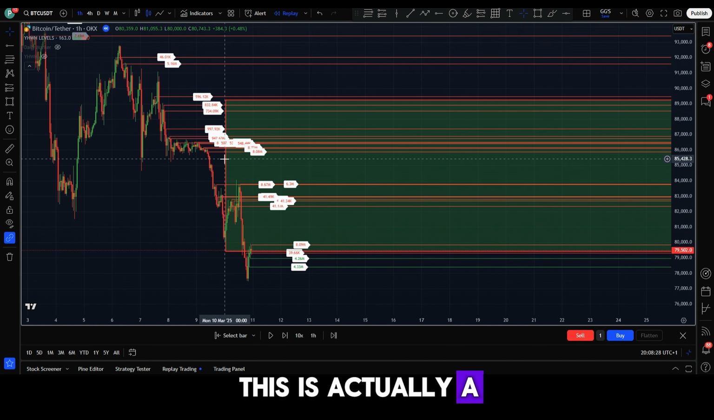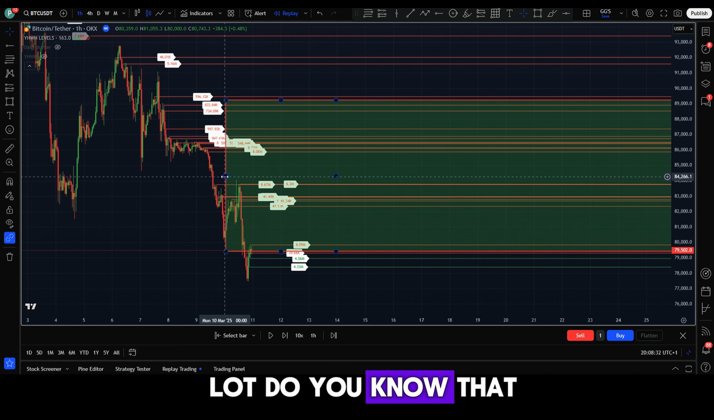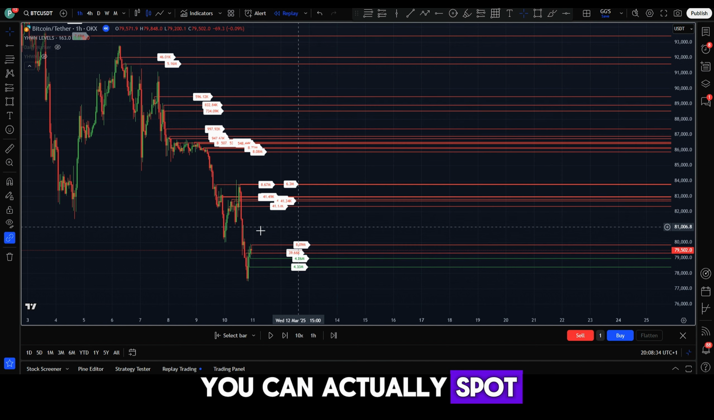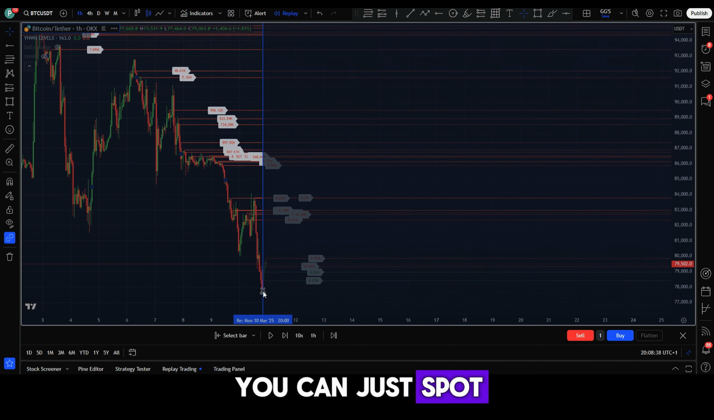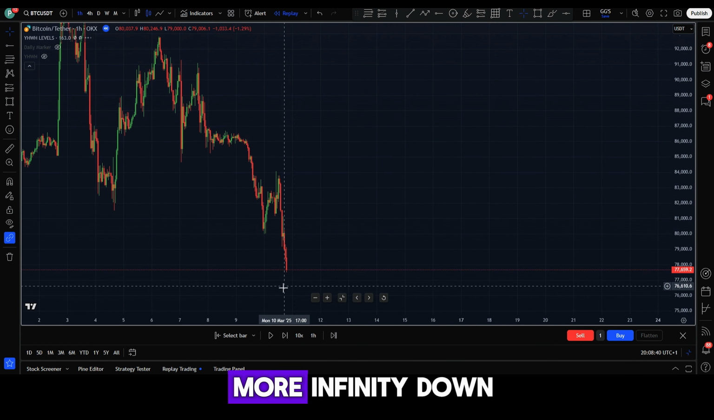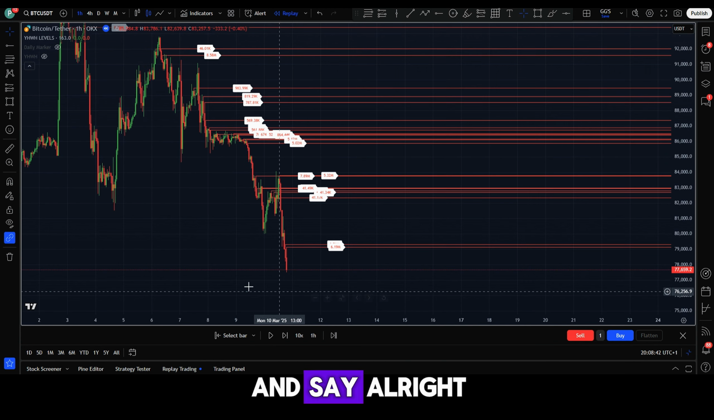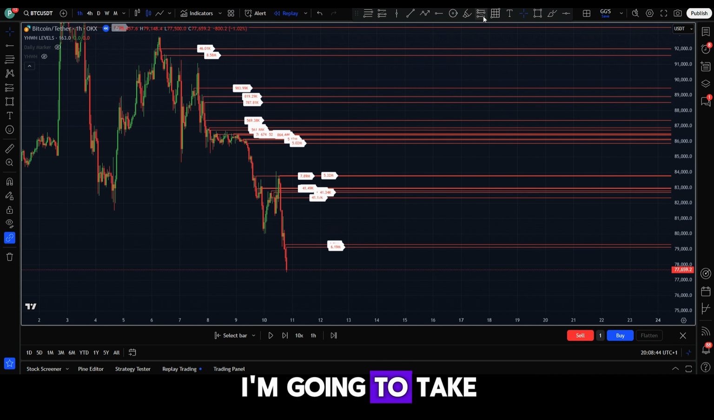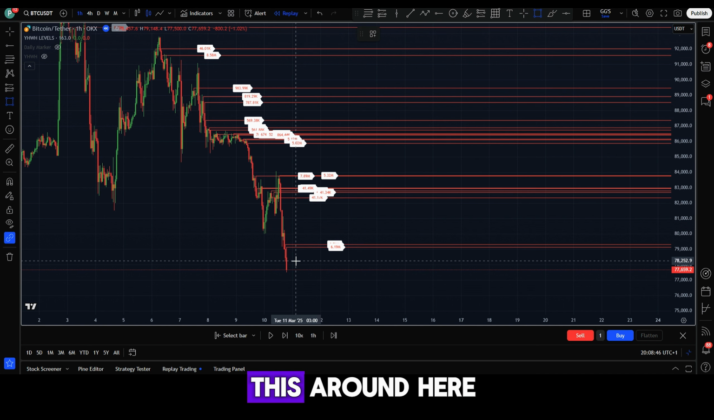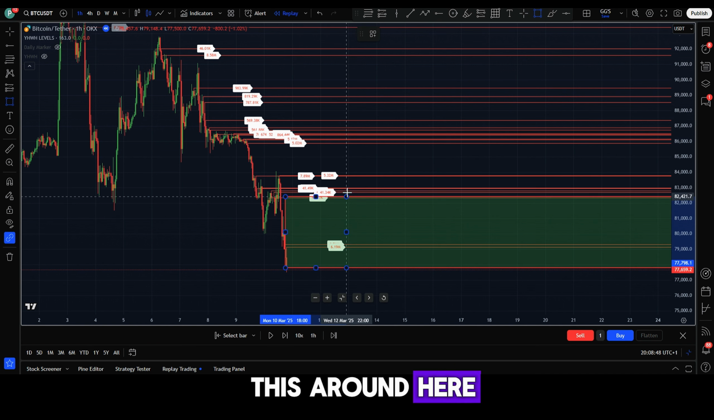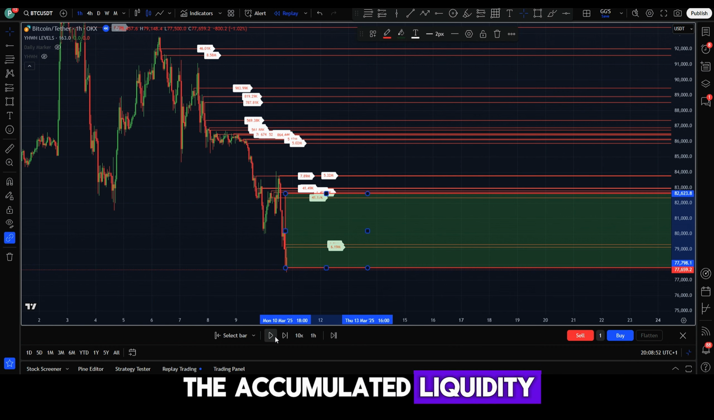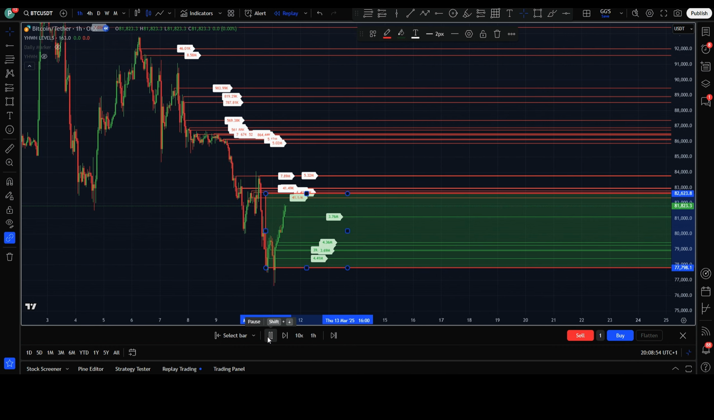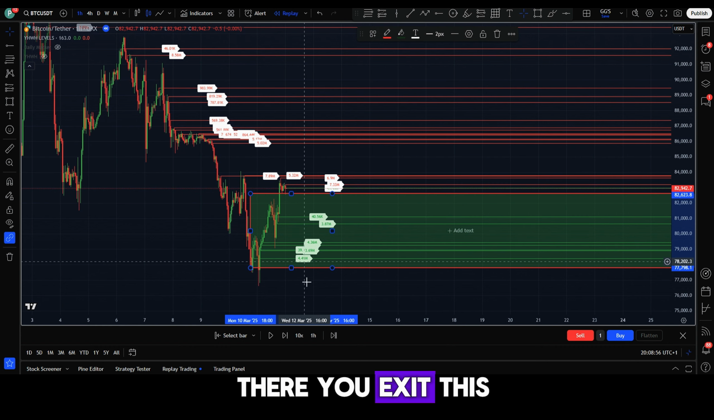This is actually a lot, guys. Do you know that you can actually spot, let me go even back, that we have no more liquidity down and say, all right, I'm going to take this around here. I'm exiting when I see that we are around that accumulated liquidity. You buy this, and then when it gets there, you exit.